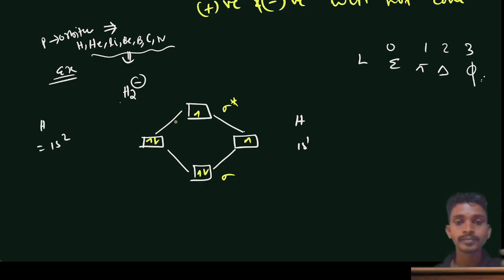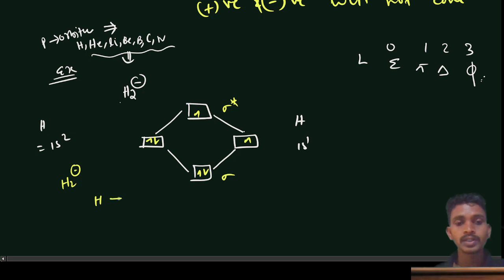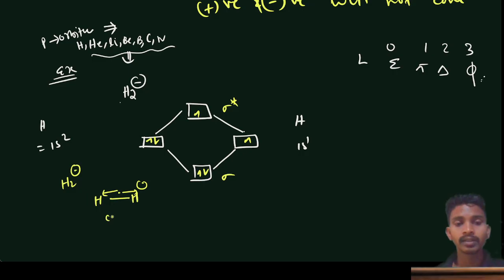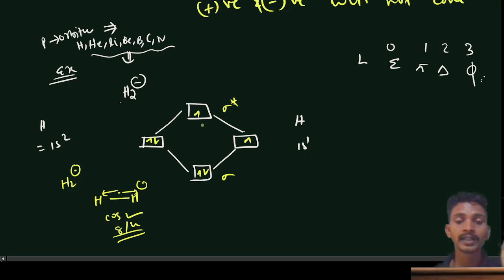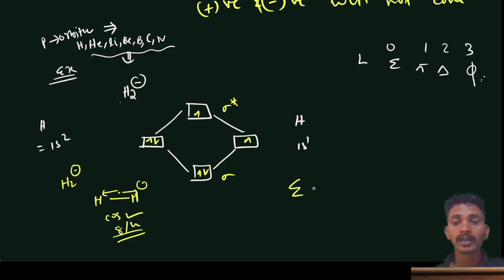Since it is H2 minus, the center of symmetry is present, so g and u will appear. Since the electrons are in sigma orbitals, the L value is always sigma. So this is sigma first, because the electrons are in sigma orbitals. Now we will see the g or u character.